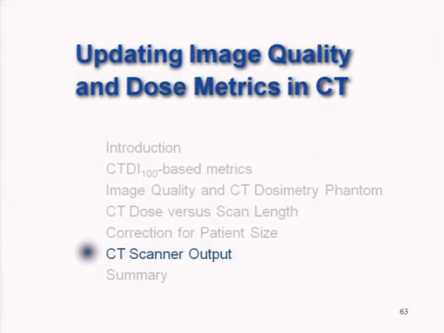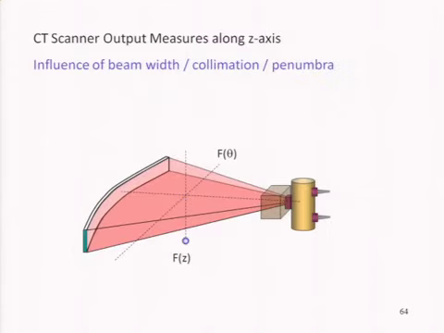Okay, and let me talk about CT scanner output, and this is really one of the things that we've discussed with the ICRU committee over the last many years. And so I've sort of truncated this, and let's talk about characterizing the X-ray beam in this axis, which is the scan beam axis.